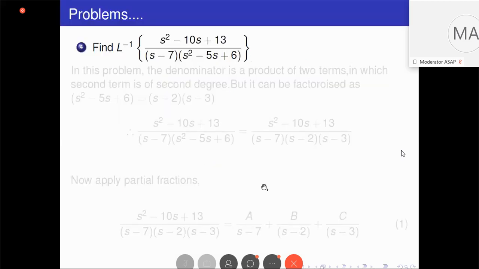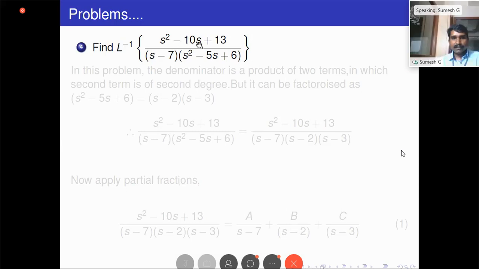Question number 4. Find the inverse Laplace transform of s square minus 10s plus 13 divided by s minus 7 into s square minus 5s plus 6. Again, we have to consider the denominator. The denominator is a product of two terms, but again there is a second degree term. One term is of first degree, the second term is of second degree.